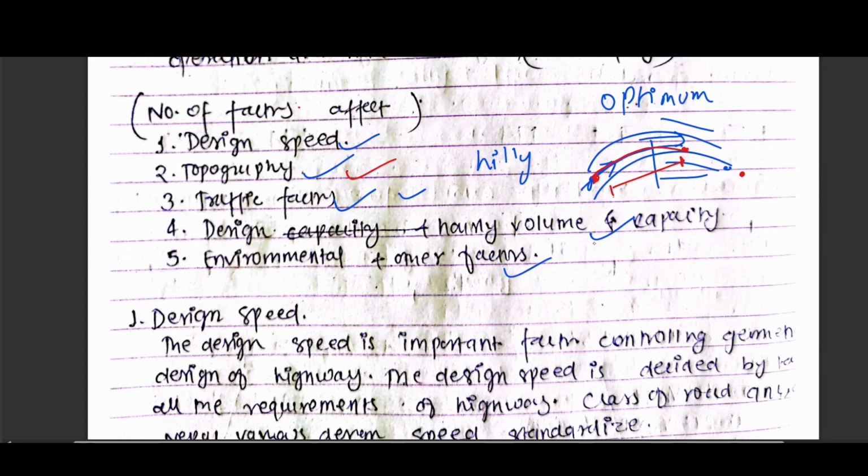And another one is the design hourly volume and capacity. Design hourly volume means how much traffic will occur in a particular interval of time at a particular point of time. So that is called the design hourly volume. We know that design hourly volume will affect the geometrical elements. And another one is the environmental factor, like air pollution, aesthetics, and noise pollution. Obviously we have to design the highway in such a way that there will be less noise pollution, less air pollution, and the aesthetics should also be taken into consideration. We have to design the highway so that it looks good. So I have explained it all here.